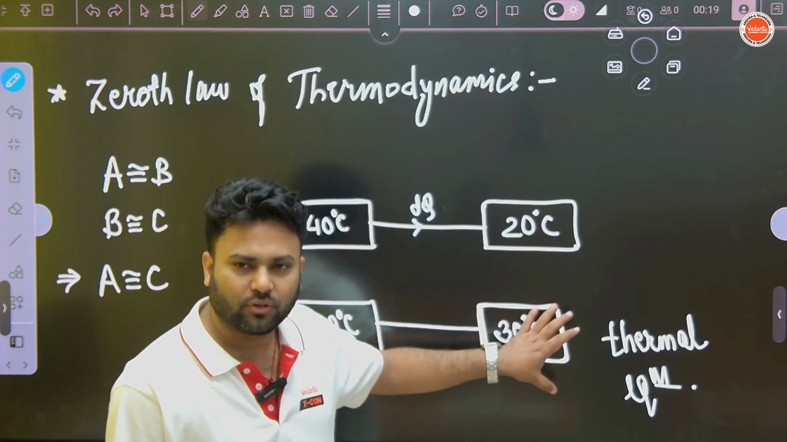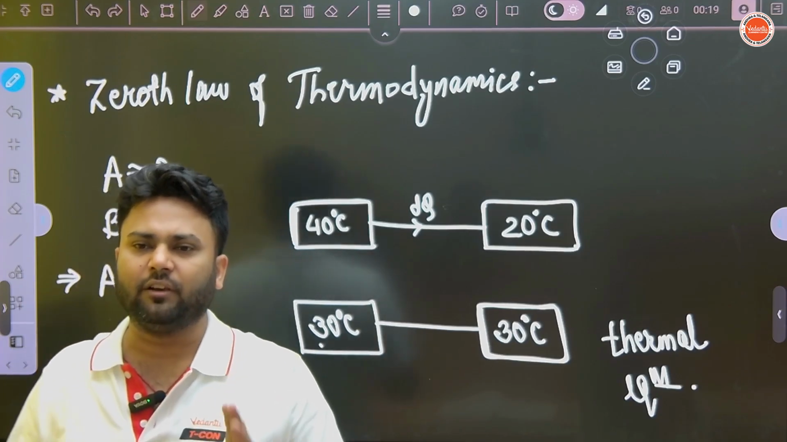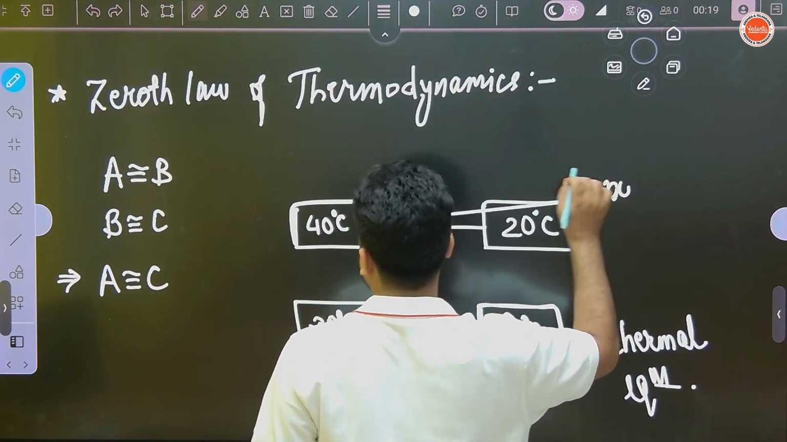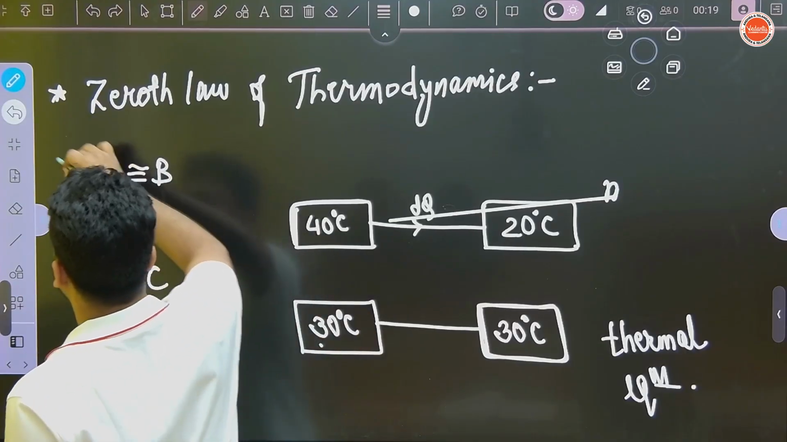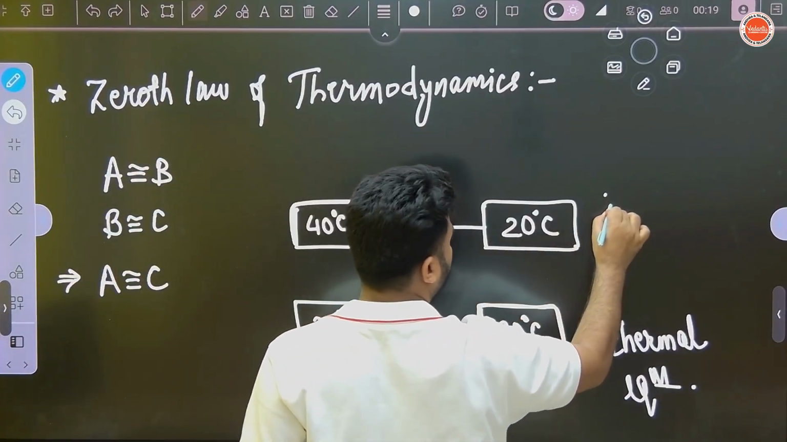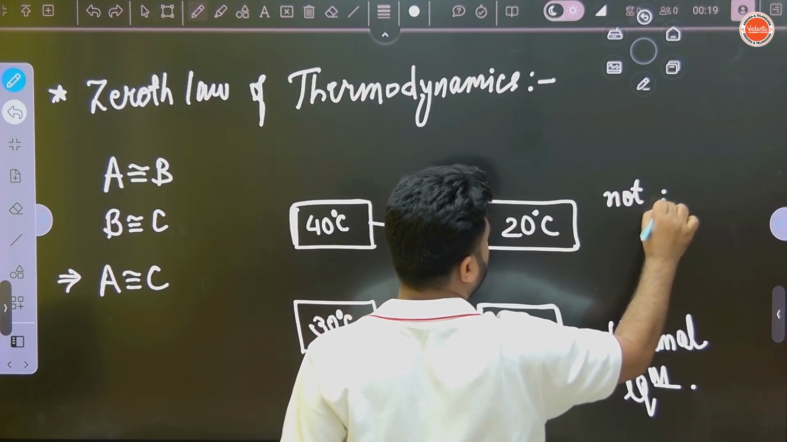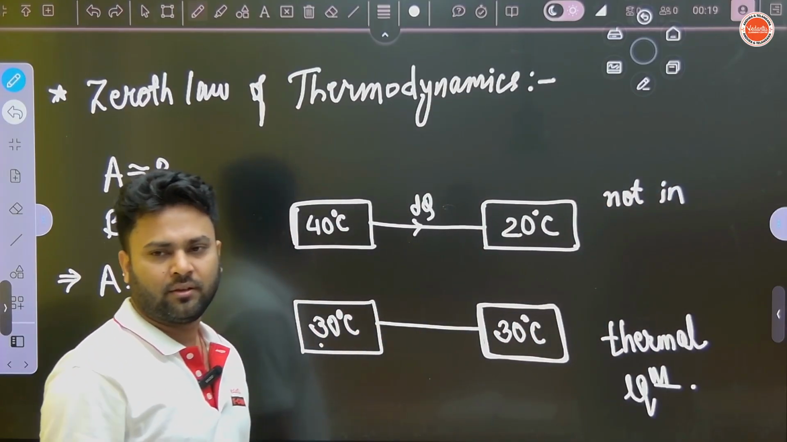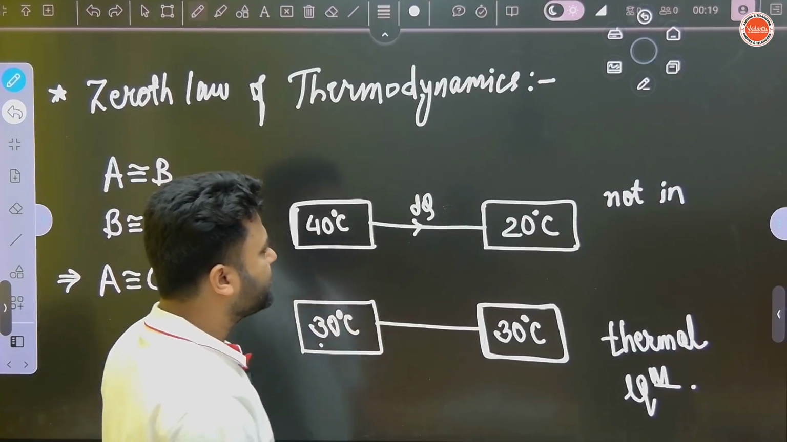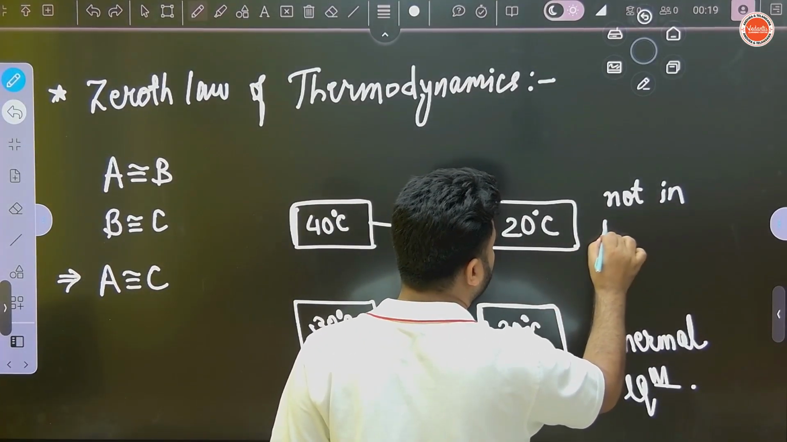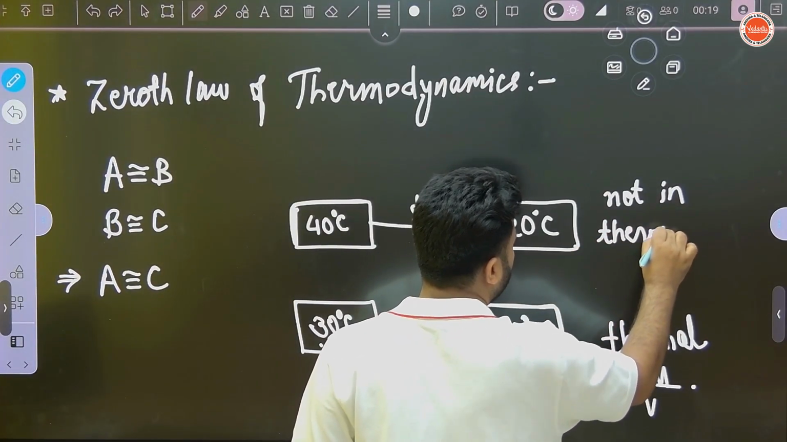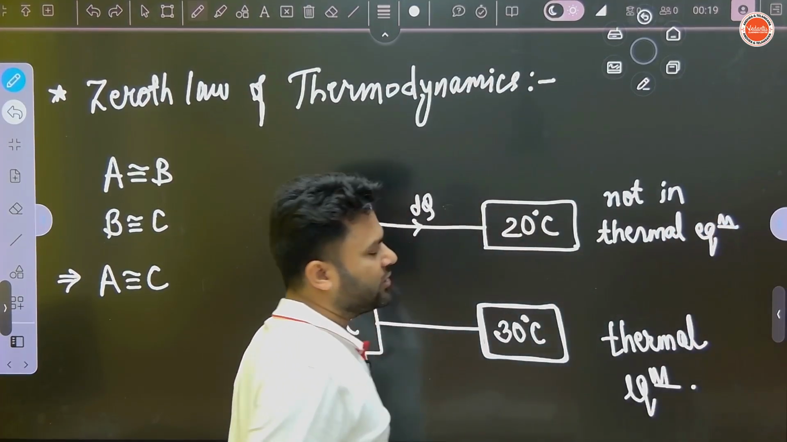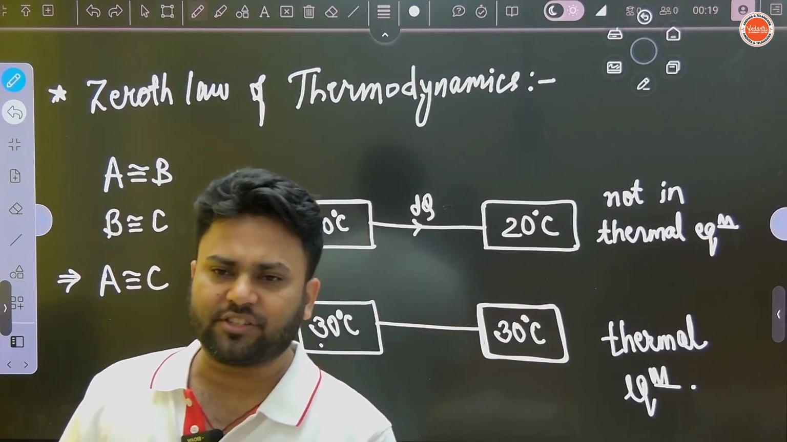This object is now in thermal equilibrium. This object is also in thermal equilibrium. Now no heat will flow. But here they are not in thermal equilibrium. Here heat is flowing, so temperature is changing. But here temperature remains constant. So thermal equilibrium means temperature will be constant.